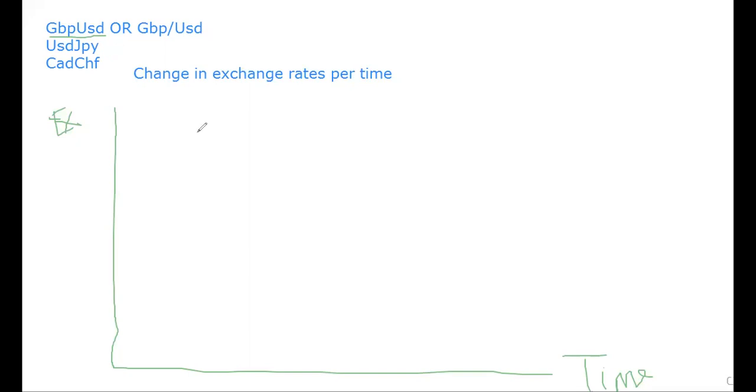So all of these things, what we're trying to do when we analyze a chart is to understand how often people exchange GBP for USD, which means what we're trying to do, in essence, is to evaluate which one of these two currencies people prefer.